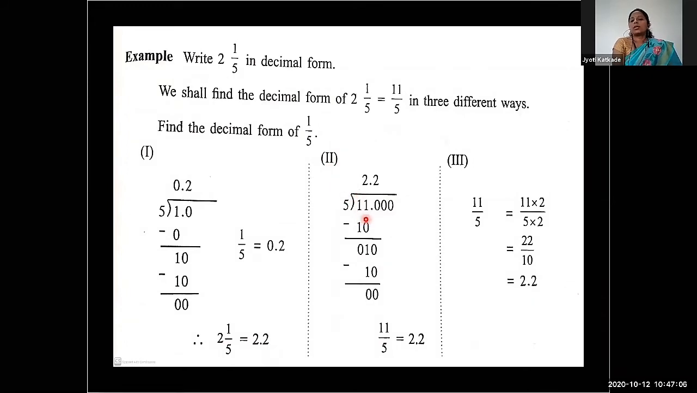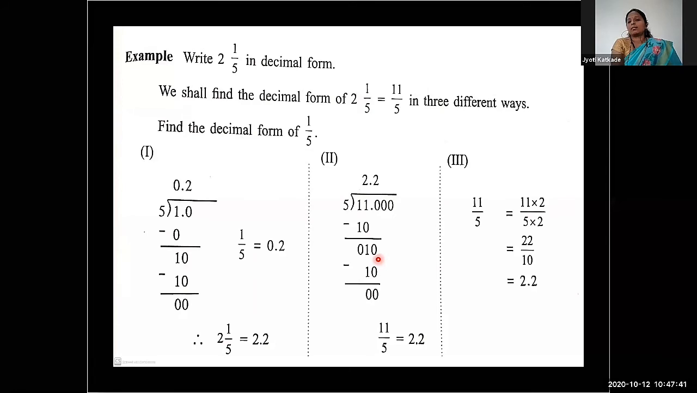Convert it to an improper fraction, we get 11/5. So divide 11 by 5. Now 5 twos are 10. Minus 10 from 11, we get 1. Now 1 is not divisible by 5 because it is a smaller value. That's why we have to take a point after the 2. Okay, we take the point.